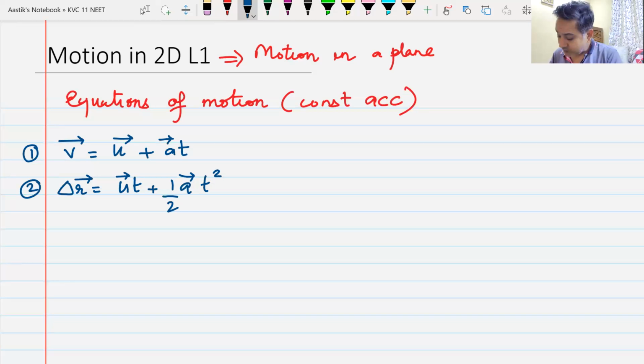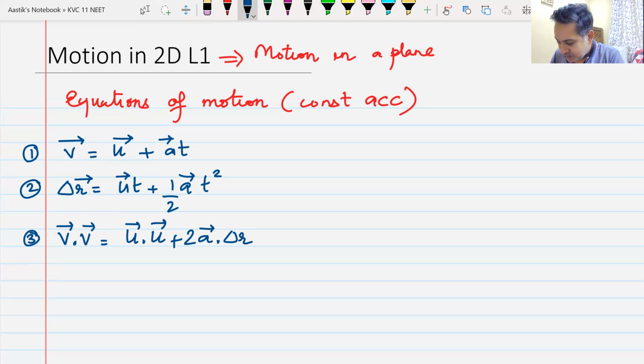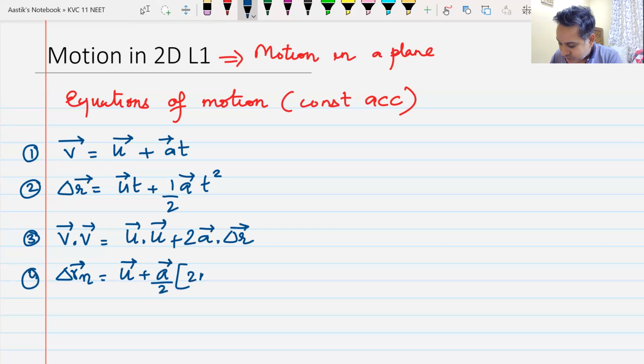The third equation that I'm going to write is v dot v. As I told you, this equation looks a lot different than it actually is: v dot v is equal to u dot u plus 2 times a dot delta r. Remember, all the questions of motion in 1D, we solve by these three equations, either 1 or 2 or 3. Sometimes 1 gives you the answer fast, sometimes number 2, sometimes number 3. Then the next one is the displacement in the nth second, and we got the answer as u plus a by 2 into 2n minus 1. We remember all these equations, yes or no?